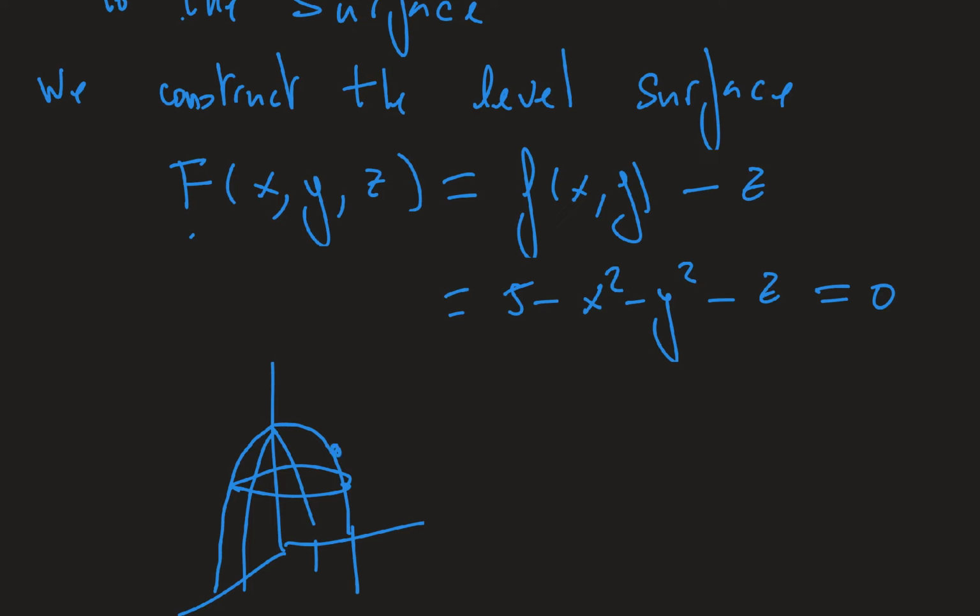This is T, temperature. So when you move from point to point, the temperature is 0. This is the level surface, the surface where the temperature is 0 for the function 5 minus x squared minus y squared minus z. It should be 0 because z is 5 minus x squared minus y squared. So this minus z should be 0. Okay, so this is the level surface.